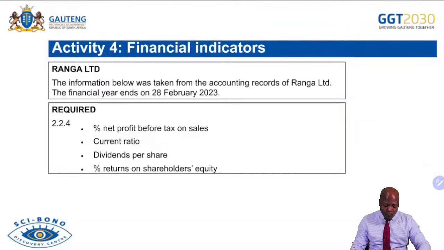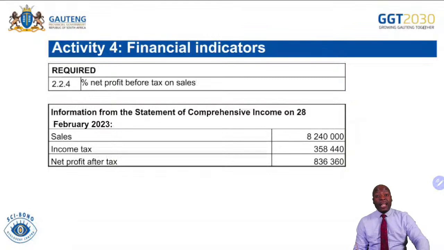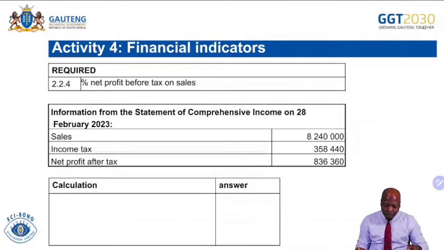The information below was taken from the accounting records of Ranga Limited. The financial year ends on 28 February 2023. Required 2.2.4. Calculate the percentage net profit before tax on sales, and we're going to do all those calculations. So let's begin with the first one. Remember again, you need to have somewhere to write and a calculator. You need to be able to write together with me. So if you're ready, here is the answer book.